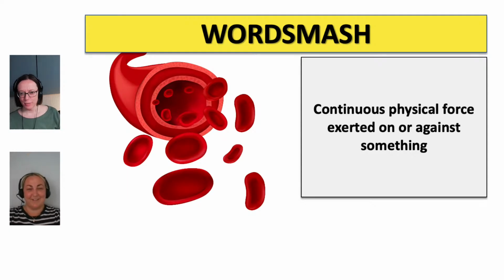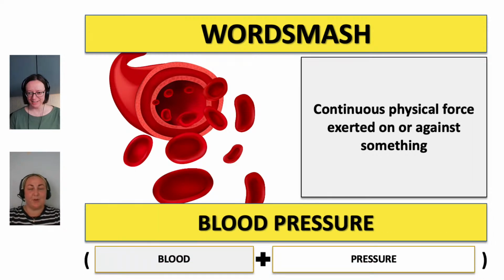Okay, so this one, we have got a red tube, let's call it, with some red cells coming out of it. And then it says continuous physical force exerted on or against something. So we need to smash these two clues together to make a new key term. What are you thinking here, Charlotte? What's the picture? I feel like I'm on Catchphrase and I'm under the spotlight. It is blood pressure. Honestly, some people's brains just don't work with this one.